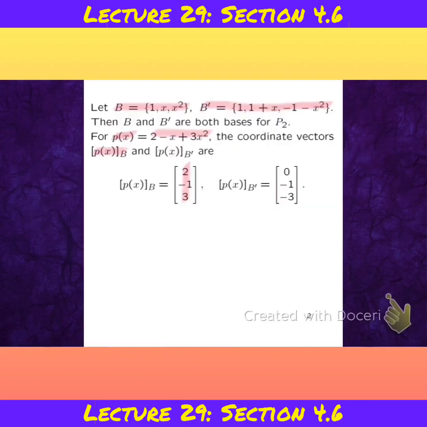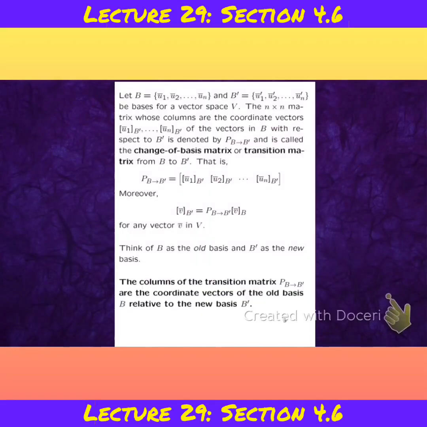So there we've got our coordinate vector. Right, so let's take all that and write it mathematically. If you've got two bases, B and B prime, for a vector space V, they're both bases for the vector space V. And let's take an n-by-n matrix whose columns are these coordinate vectors, u1 up until un, with respect to B prime.